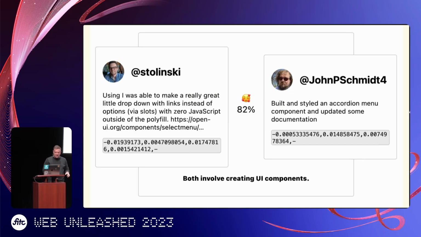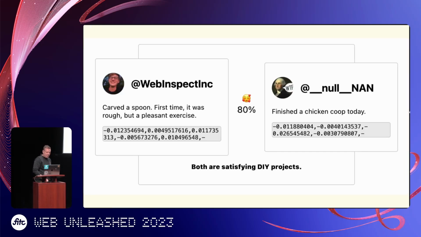That's kind of impressive. With this one, "I was able to make a really good drop down and built a styled accordion menu." 82% similar. Why? Because they both involve creating UI components, even though the language there hardly overlaps, right? "I carved a spoon for the first time. It was rough, but a pleasant experience." "I finished a chicken coop today." Those are 80% similar because they're both satisfying DIY projects. What? That's wild that it knows that.